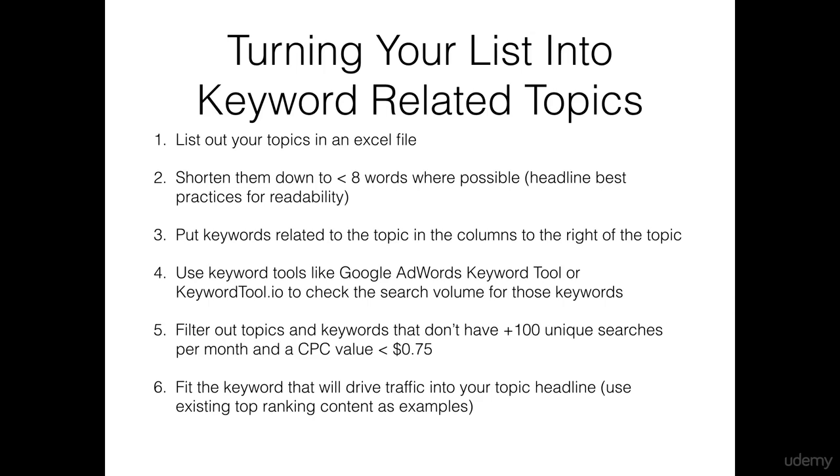Put keywords related to the topic in the columns to the right of the topic. So if you have a topic like Facebook Marketing 101, your target keyword in there is Facebook Marketing. And similarly, you want to do that for every single topic so that you have at least one keyword that you're focusing on as your seed to get more information, and then figure out if it is a high quality, high value topic that you can go after.